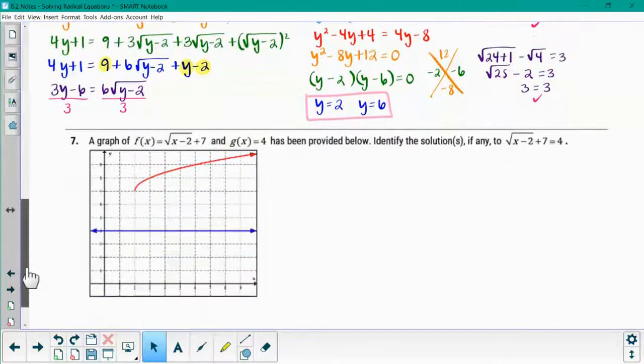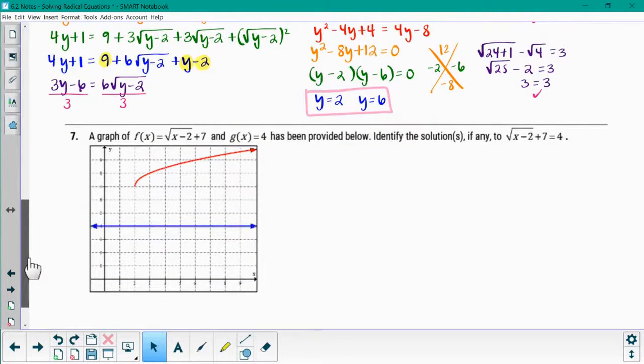For number 7, we have a graph of f of x is equal to the square root of x minus 2 plus 7. That's my red line here because it's a square root function. And g of x is equal to 4. This is my line here, my blue one. And they've been provided. Identify these solutions, if any, to square root of x minus 2 plus 7 equals 4. So where is the solution between these two graphs?